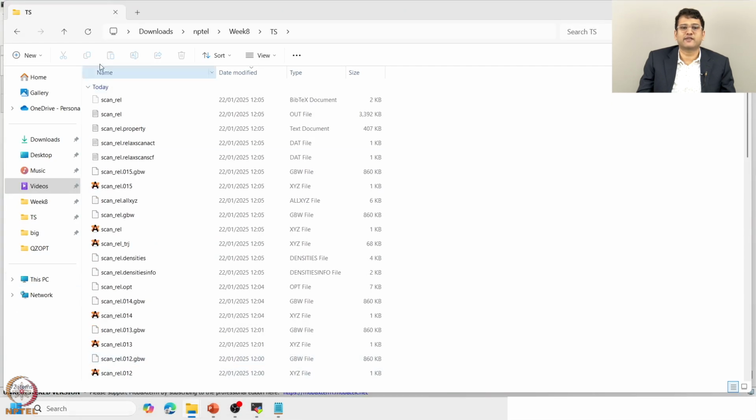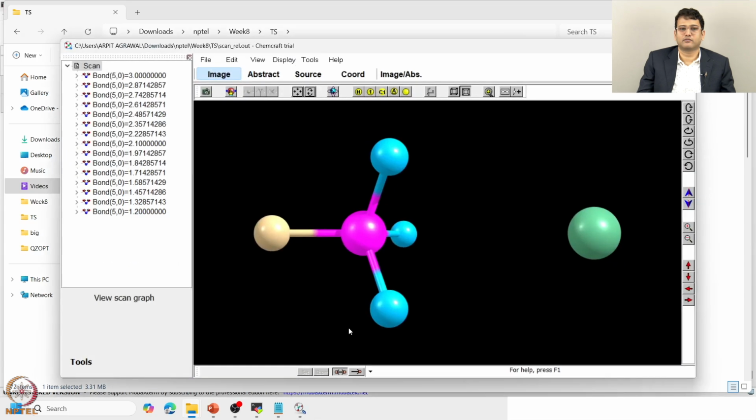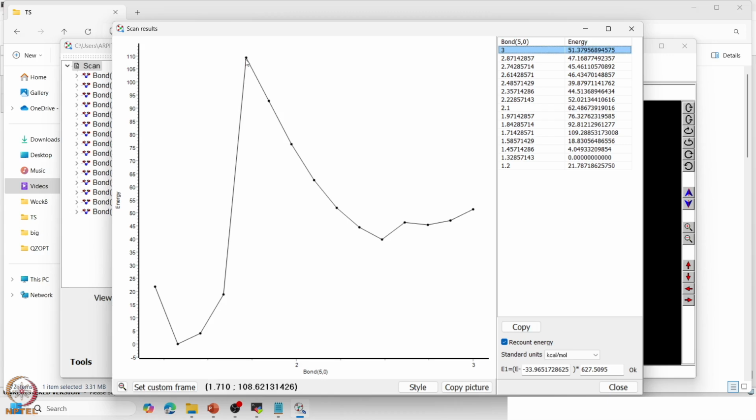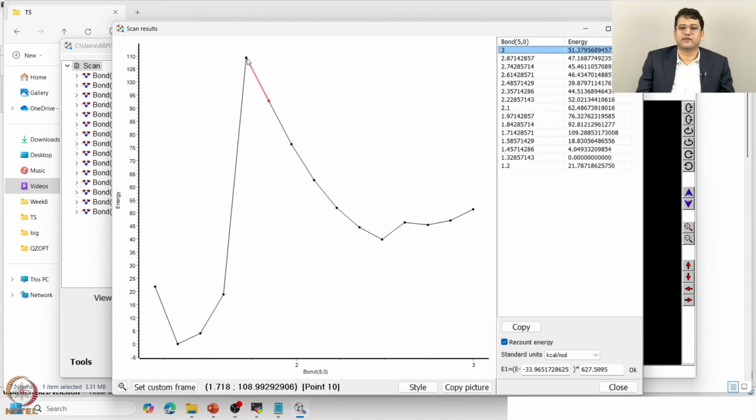So now let us open the scan output file, and actually ChemCraft can give a very nice visualization if you open the output file. Now you can go to view scan graph and energy versus scan step. This is how it will look. So you might think that this is where the maxima is. So this may be close to the transition state. Let's see it.